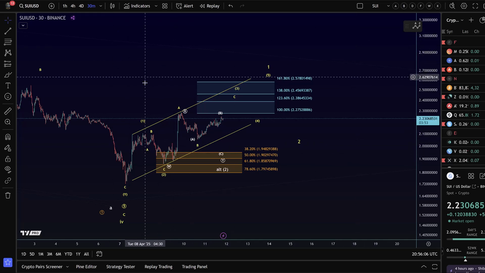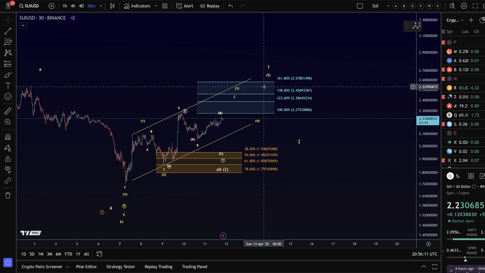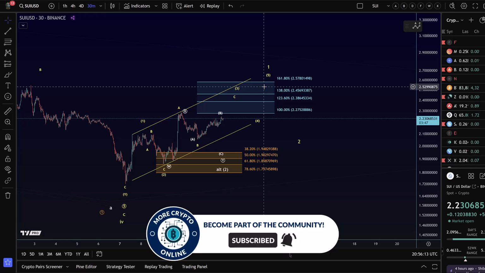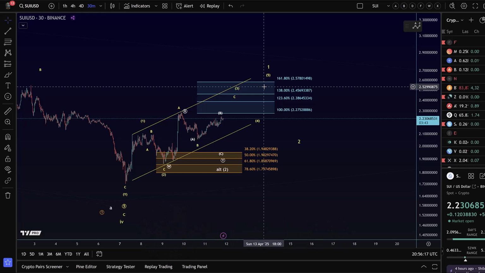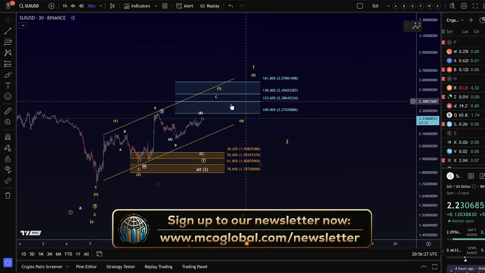Here on the SUI chart, we are currently tracking a potential diagonal pattern to the upside. It is obviously a questionable structure, but it is the only way the market could form a 5-wave move up from the recent lows. That would be a diagonal pattern to the upside, and we are now in the C wave of the third wave. So let's talk about that a little bit.